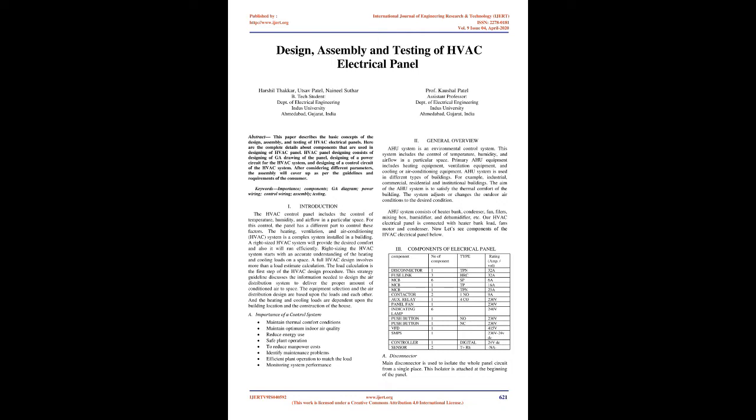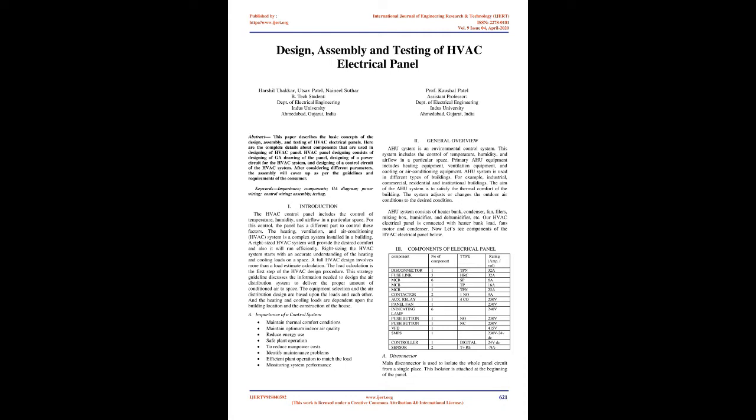Keywords: importance, components, GA diagram, power wiring, control wiring, assembly, testing. Introduction. The HVAC control panel includes the control of temperature, humidity, and airflow in a particular space. For this control, the panel has different parts to control these factors.